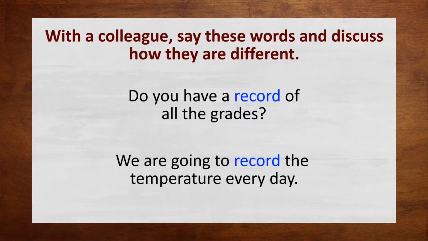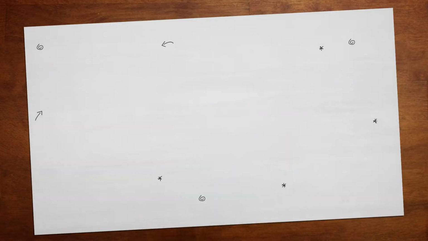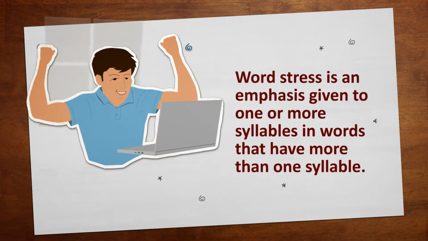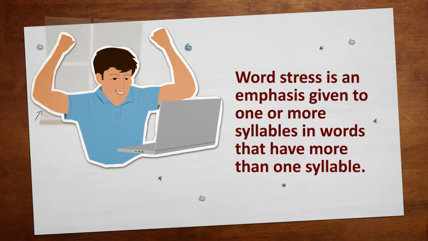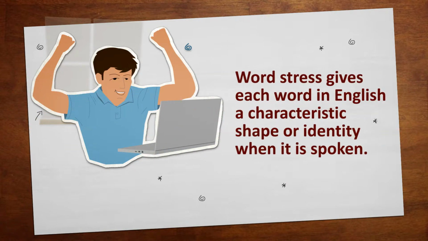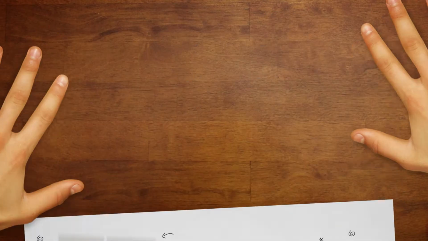Did you try sounding out the different statements? Word stress is an emphasis given to one or more syllables in words that have more than one syllable. Word stress gives each word in English a characteristic shape or identity when it is spoken. In standard varieties of English, words that have the same spelling but different word stresses would have different meanings.